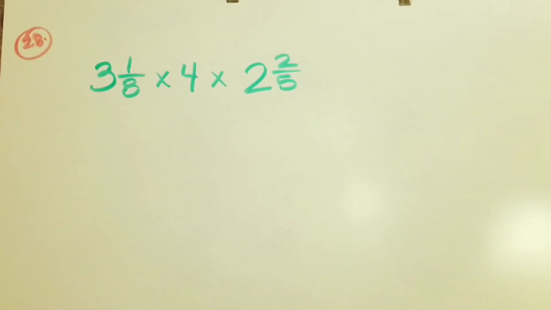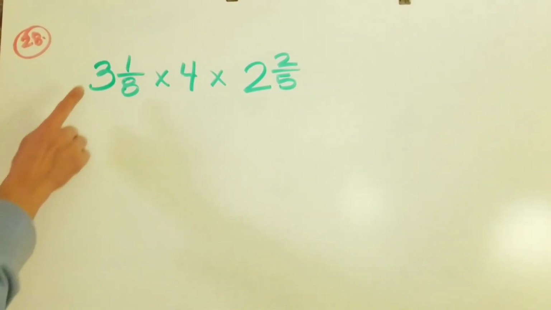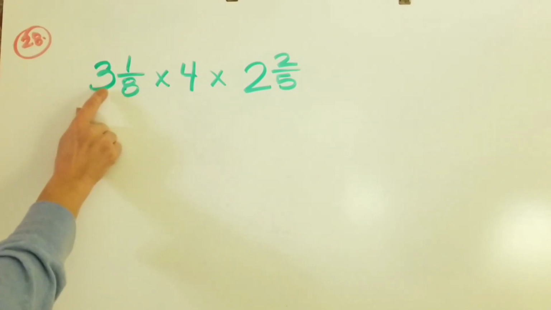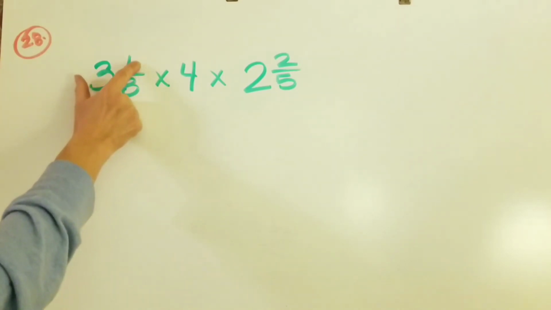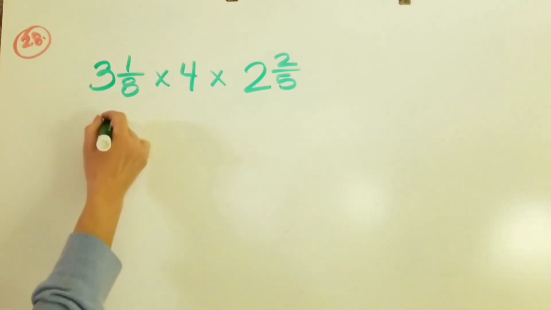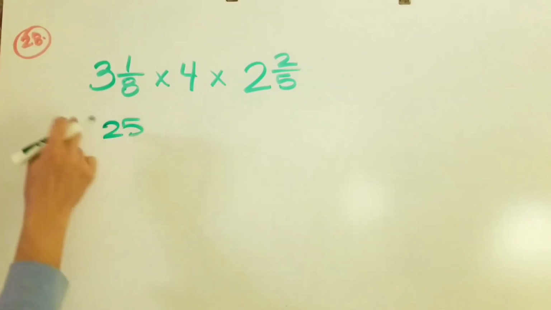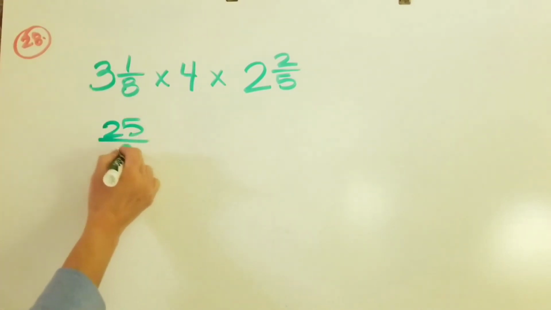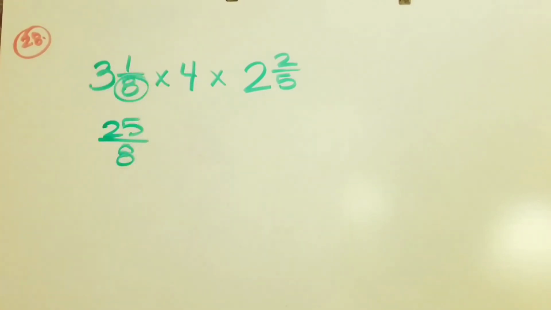And remember that 4 there in the middle can also be looked at as 4 divided by 1, 4 over 1. Okay, so let's change these mixed numbers into improper fractions. I'm going to take our whole number of 3 and multiply it times our denominator, which is 3 times 8 is 24, and we're going to add the 1 to get our new numerator, which is 25. Again, 3 times 8 is 24, plus 1 is 25, and then our denominator stays the same.